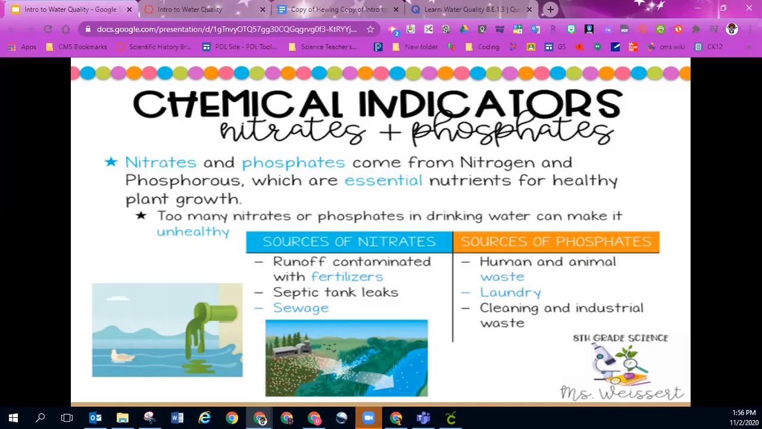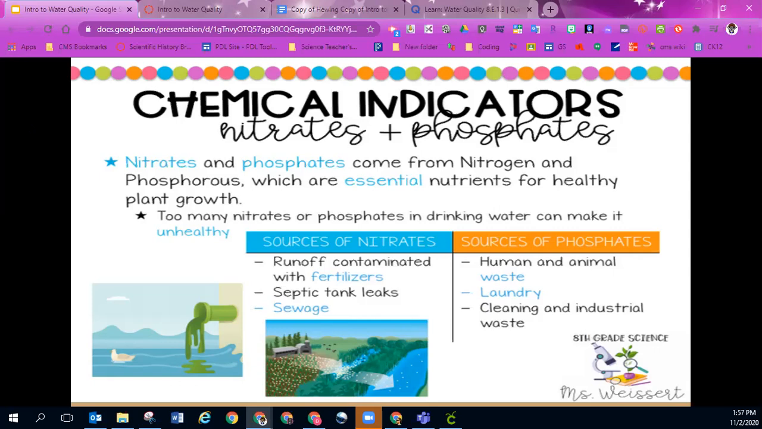So a lot of sources for nitrates are going to come from runoff that comes from a lot of fertilizers. If you have farmers that are using fertilizer to fertilize their crops when it rains, a lot of those nutrients end up getting transferred right along with that rain. So that can become an issue. Septic tank leaks and sewage leaks can also be an issue as well for having our excessive nitrates. With our phosphorus, you have human and animal waste, as well as laundry detergents and cleaners, and any kind of cleaners that are used to help clean industrial waste.